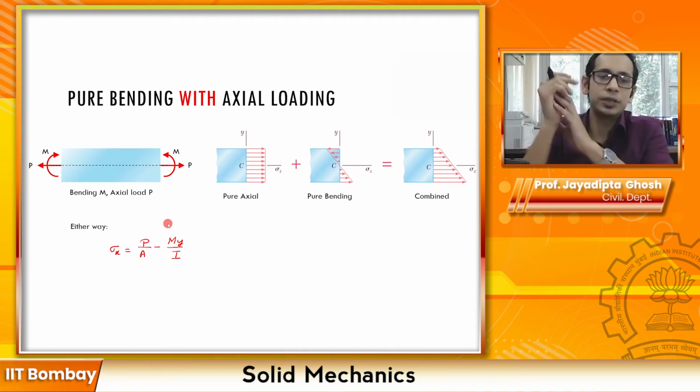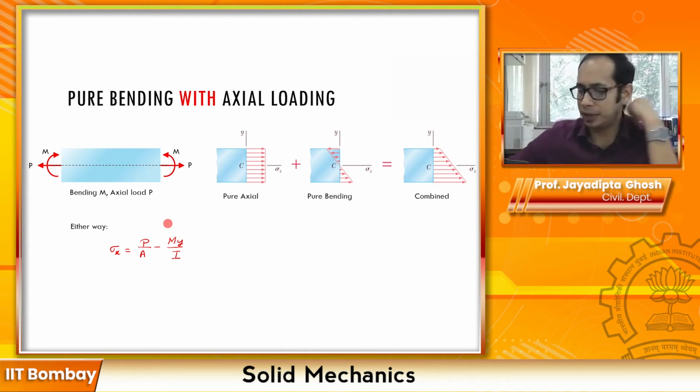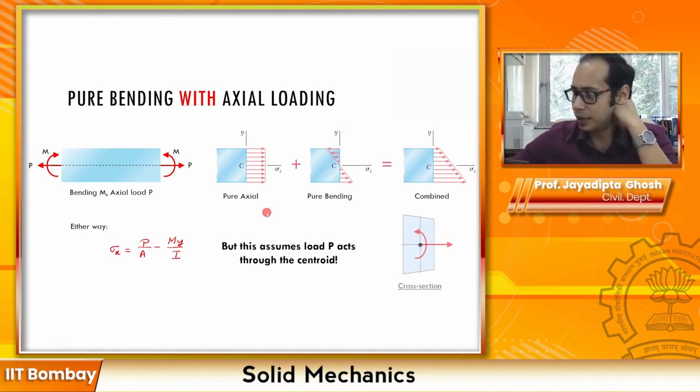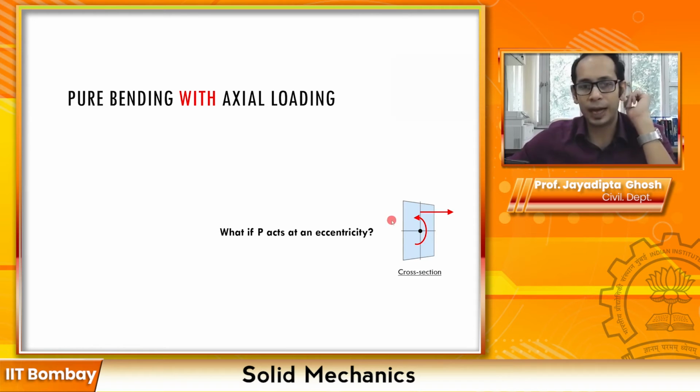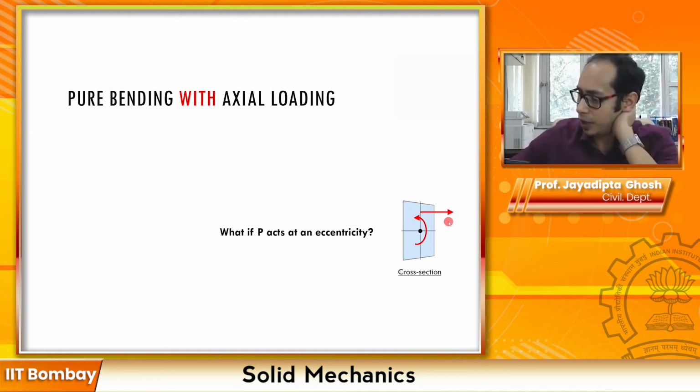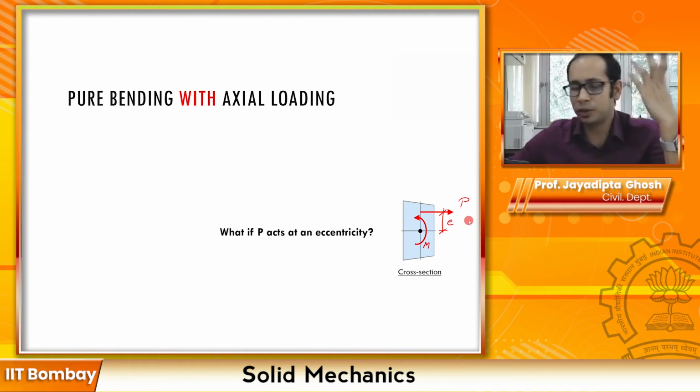Okay, now, this was the case where P acts exactly at the centroid of the cross section, where you have the moment and the P acts exactly at the centroid. Now what happens if it acts at an eccentricity? You can guess it already. Essentially, in this case you have this moment M and you have this load P, but now this load P acts at a certain eccentricity e over here. So as you can understand, what you have to do here is shift the point of action of this load P from here to the centroid.